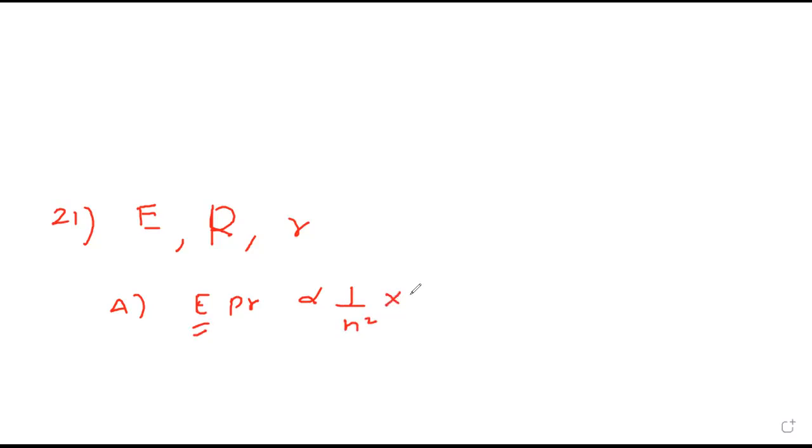21. The energy denoted by E, linear momentum P, and orbital radius R, according to the principal quantum number. Then which relation is correct? I know E is proportional to 1 upon n square. Linear momentum is mass into velocity, so proportional to 1 by n. And R is proportional to n square. So our option A is wrong.